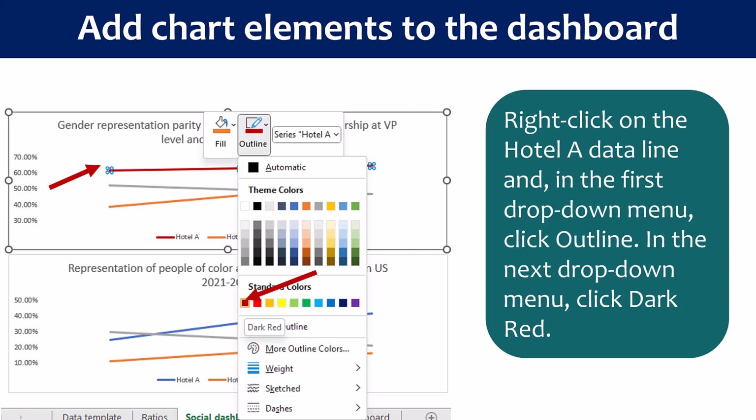Mac users, Outline is not an option in the right-click menu. Instead, right-click on the Hotel A data line and select Format Data Series. In the Format Data Series pane, click on the Fill and Line icon on the top left. Under the Line options, click the Color drop-down menu and select Dark Red.